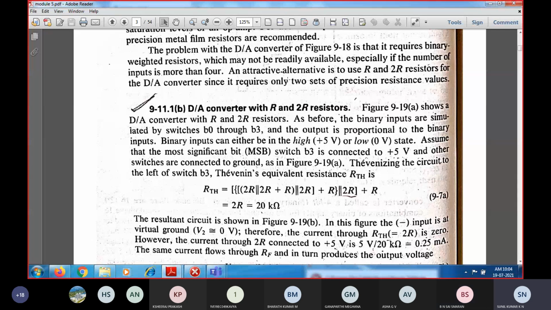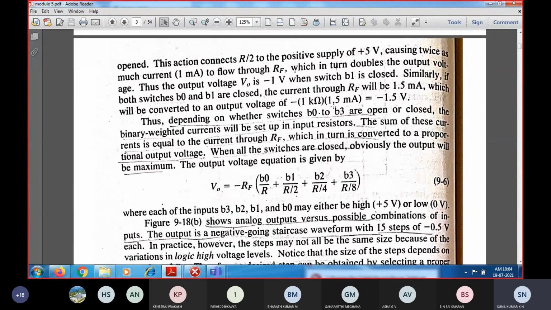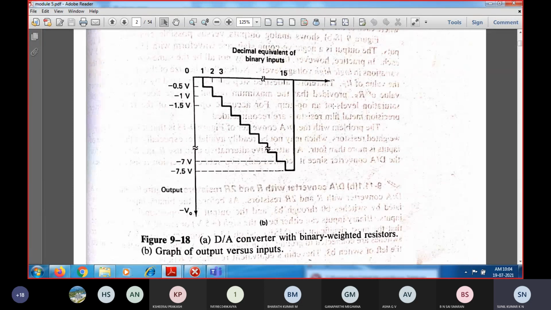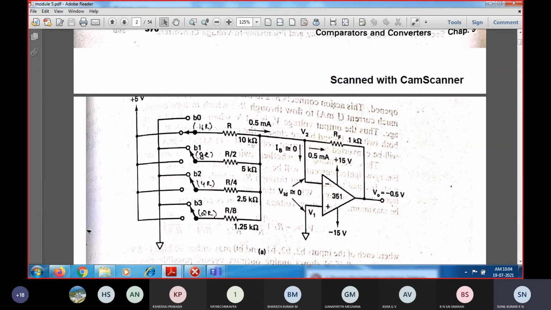Okay, so we'll just start with today's class. Okay, thank you. In the last class, we were discussing some of the converters. In the fifth module, I had just started with the binary weighted resistor DAC, in which we give a digital input and correspondingly the output will be in analog form.